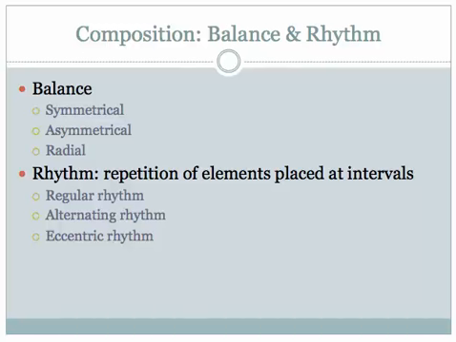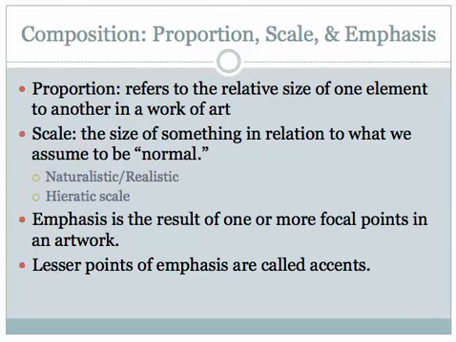But even in some types of eccentric rhythm that we'll see, let's say in ancient Near Eastern art, there is a method to the madness, so to speak. Okay, but that's what we mean by balance and rhythm. Okay. More about composition: proportion, scale, emphasis. Proportion refers to the relative size of an element to another in the same work of art. Proportionality and perspective go hand in hand.